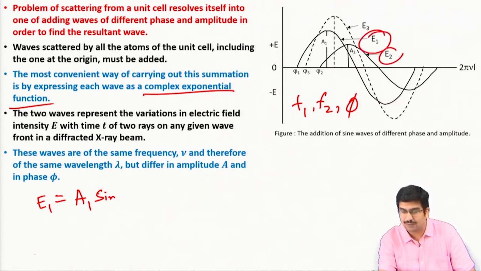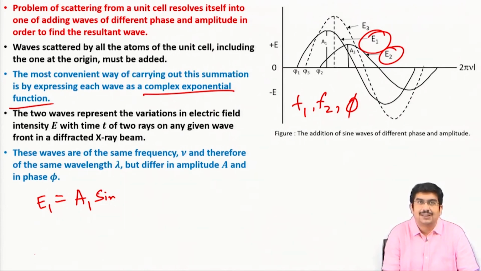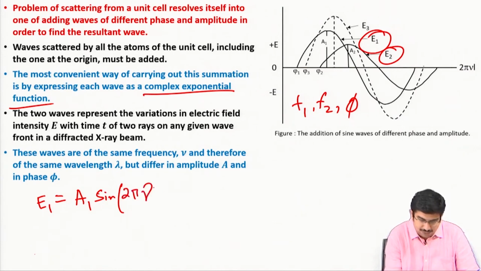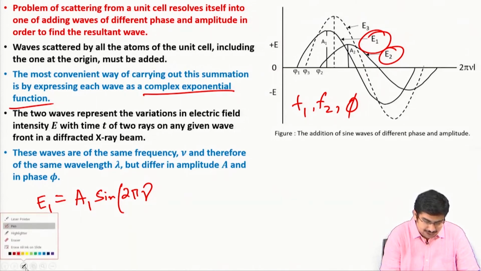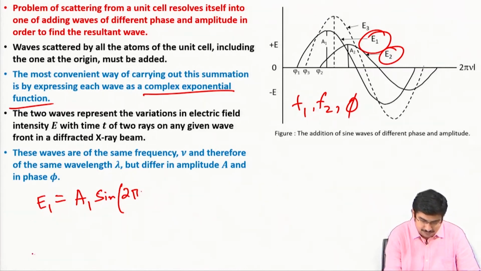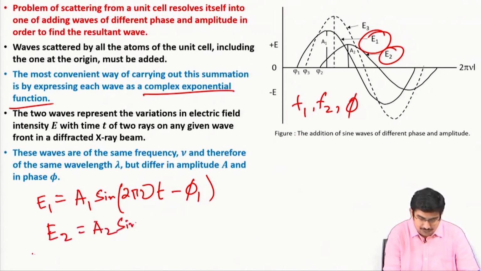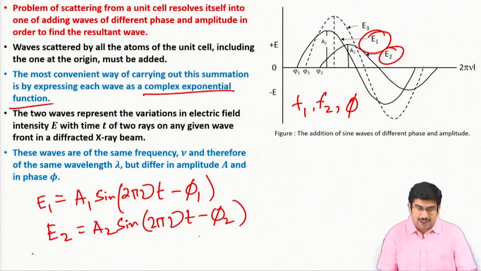One is this and one is this, both of them are sine waves. So, we are just writing their expressions. What we can write here is 2 pi nu t minus phi 1, and the second wave we can write in this way, 2 sine 2 pi nu t minus phi 2. So, these two waves have exactly the same frequency.